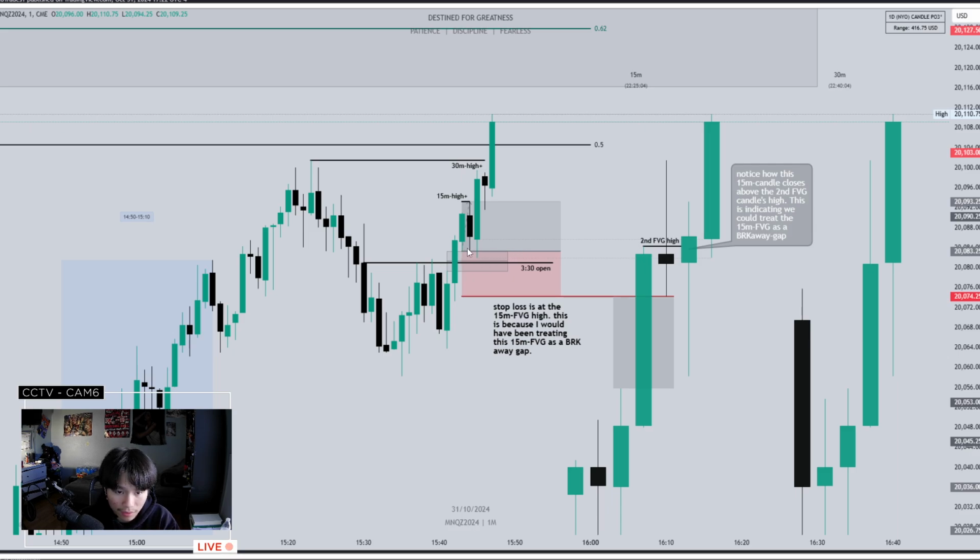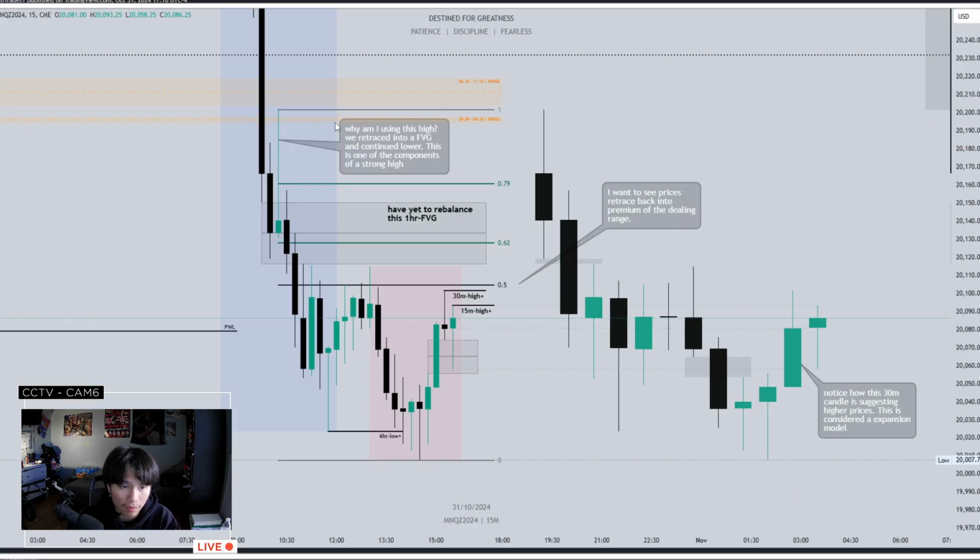And there's an inefficiency right there. From the first candle's high to the third candle's low, there's a gap. Price trades into that gap. We respect it. We take out the 15-minute high, the 30-minute high, and expand higher towards the premium of this specific dealing range. So understanding narrative is the key to understanding when a fair value gap is going to be respected or not, right? If we're in bullish conditions, look for bullish fair value gaps. If we're in bearish conditions, look for bearish fair value gaps.